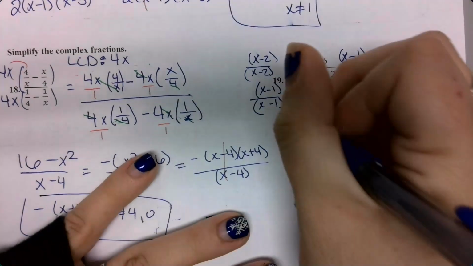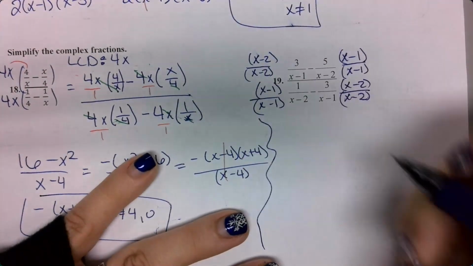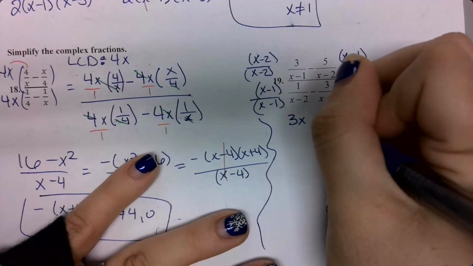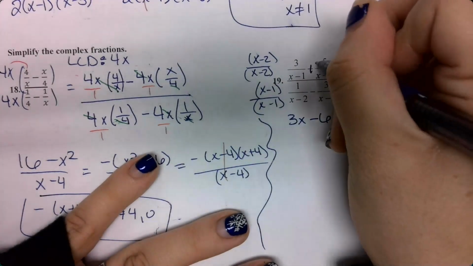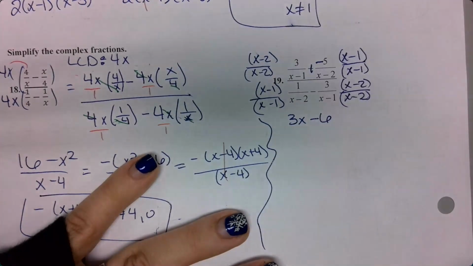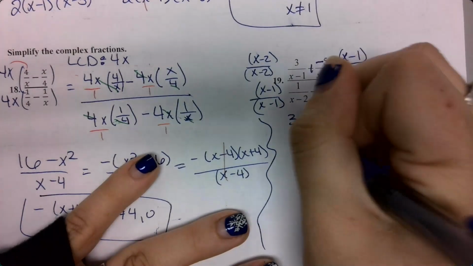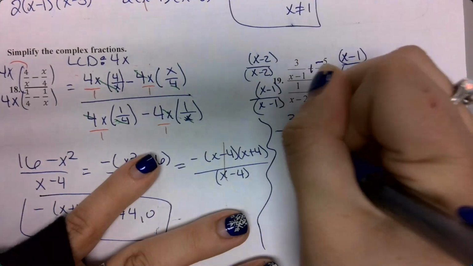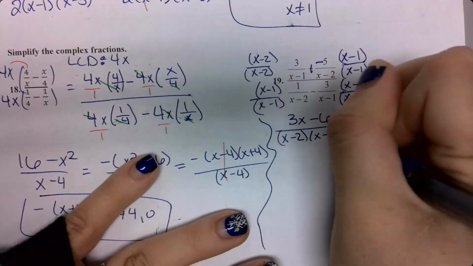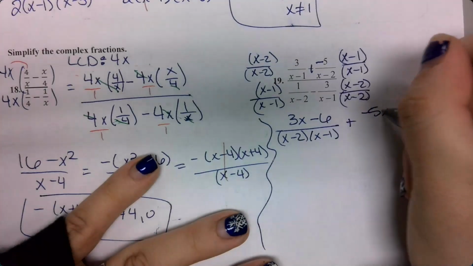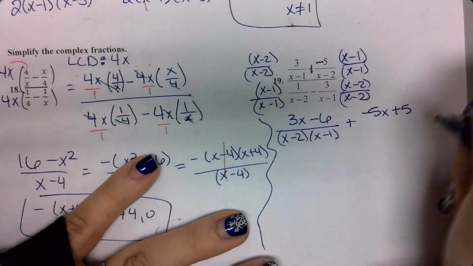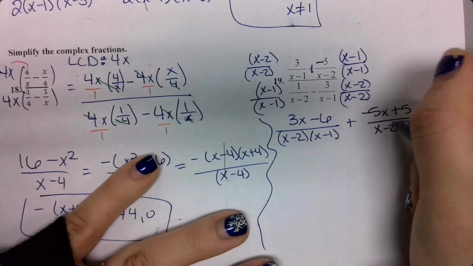So I'm going to go ahead and actually solve that out. On my numerator, I have 3 times x, which is going to give me 3x, and then 3 times negative 2, which gives me negative 6. I'm going to change this negative into a positive and move that negative to my 5. So then I have negative 5. Oh, wait. I forgot to write my denominator. So then I have negative 5 times x is negative 5x. Negative 5 times 1 is positive 5. And then over my denominator.